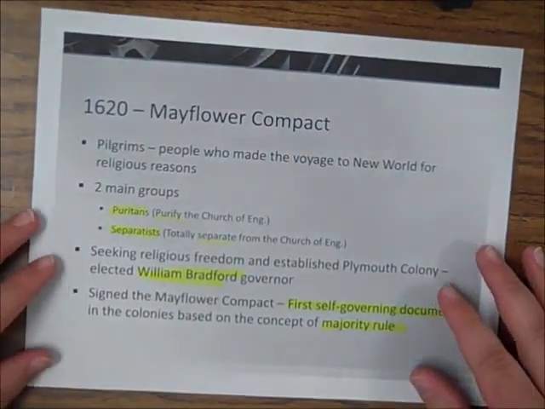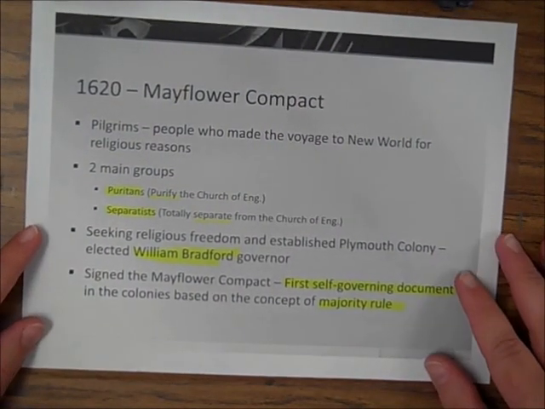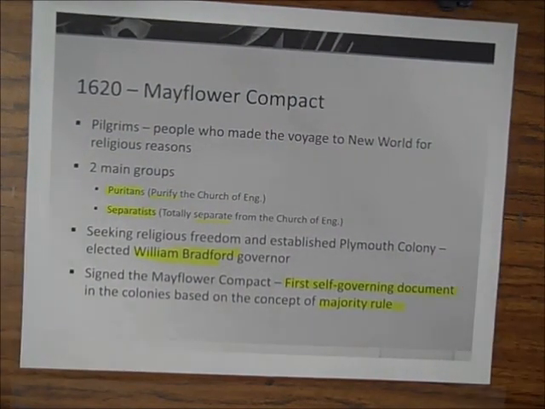In 1620, the Pilgrims landed in the Massachusetts Bay Colony. Now, the Pilgrims were people who made the voyage to the New World for religious reasons. There were two main groups of pilgrims. There were first the Puritans, and secondly, the Separatists. Both of these main groups of pilgrims were here because of problems they had with the Church of England.